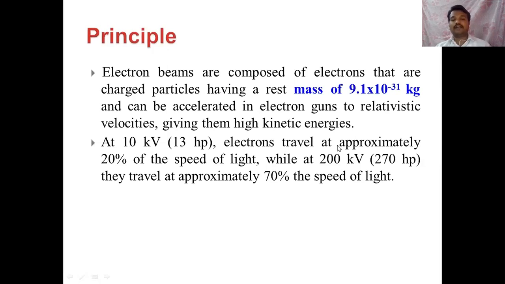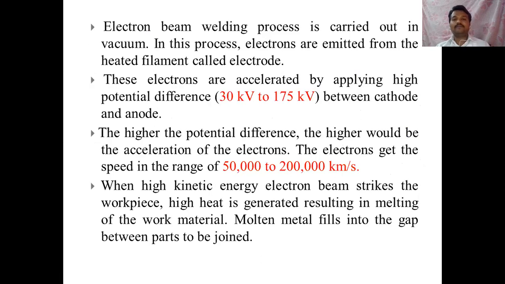At 10 kilowatts, the electrons travel at approximately 20% of the speed of light, while at 200 kilowatts, they travel at approximately 70% of the speed of light. The electron beam welding process is carried out in vacuum. In this process, electrons are emitted from a heated filament called the electrode. These electrons are accelerated by applying a high potential difference between cathode and anode, in the range of 30 kilowatts to 175 kilowatts. For electron beam welding of thinner materials, we can use less potential difference. For thicker materials to be joined, we can use higher potential difference up to 175 kilowatts.